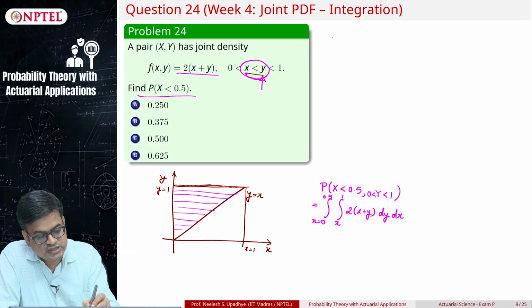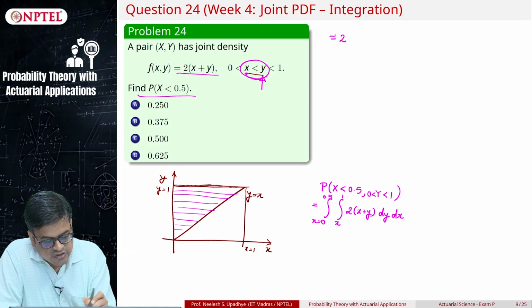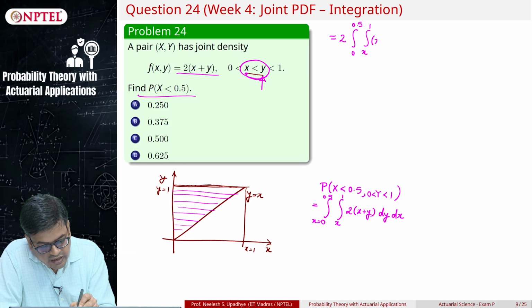So, I will pull this over here. The factor of 2 is a constant factor, so I do not worry about it. So, integral 0 to 0.5 as it is, and then I have integral from x to 1 of x plus y dy dx. So, let us focus only on the inner integral.